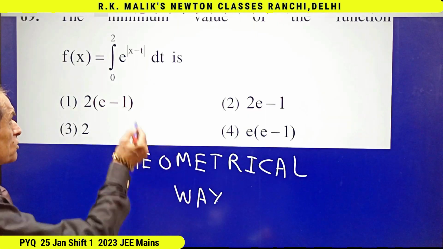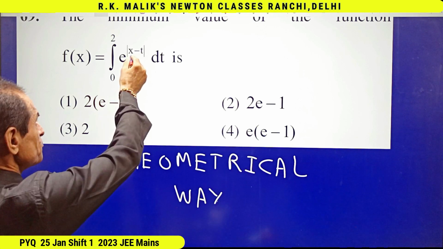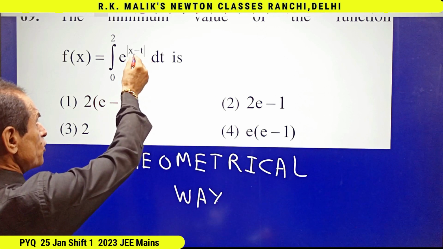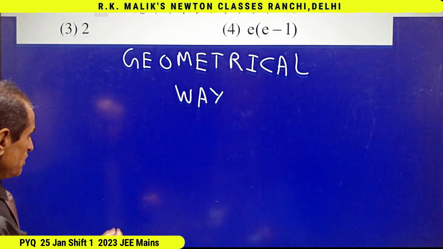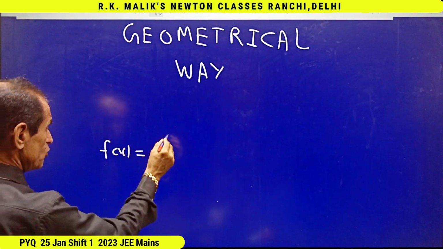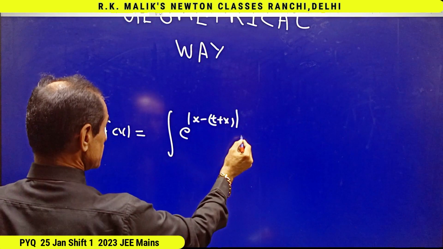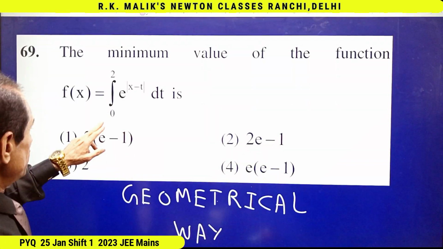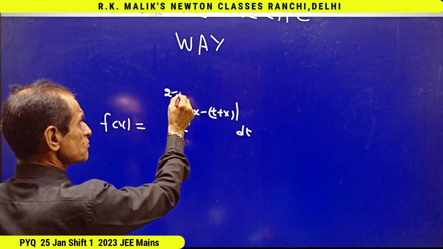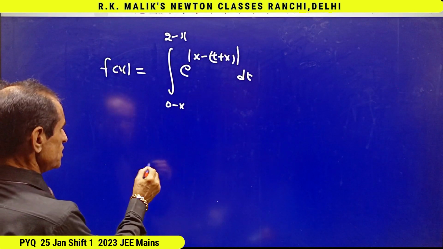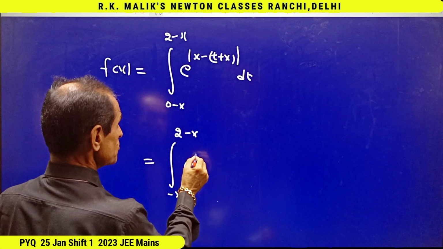To make the question simple, for t, I would like to bring t plus x, because if I write t plus x for t, x will get cancelled and my question will become simpler. That is, I can write f(x) is equal to the integral of e to the power mod of (t plus x) dt, and because the lower and upper limits were 0 and 2, that is, it is equal to the integral from minus x to 2 minus x of e to the power mod t dt.